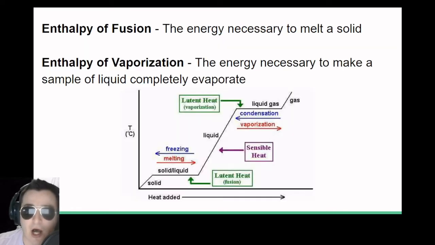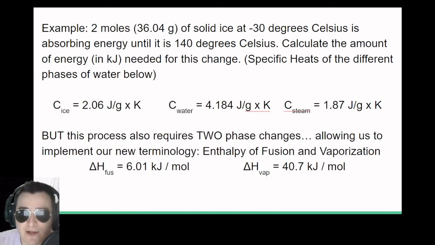There is a point on this chart where I'm putting energy in and the temperature is not going up. So if you just did Q is equal to MC delta T and the delta T was 170, that's not accounting for the energy that's being absorbed here and here. So actually this question is 5 steps, and it's also involving the heat of fusion and the heat of vaporization.